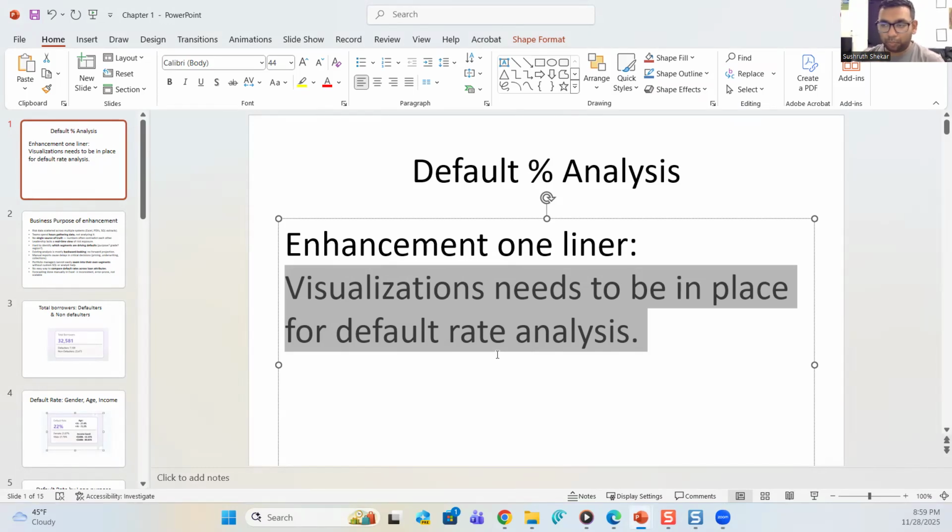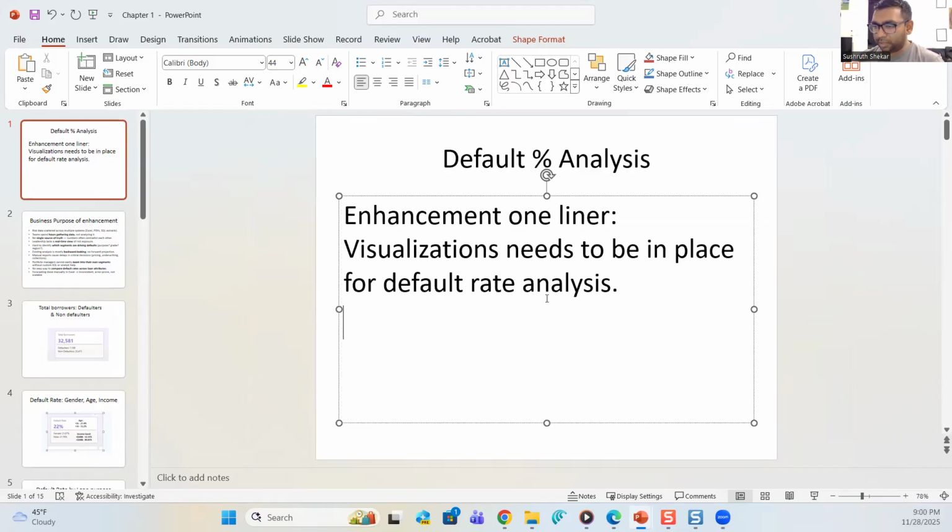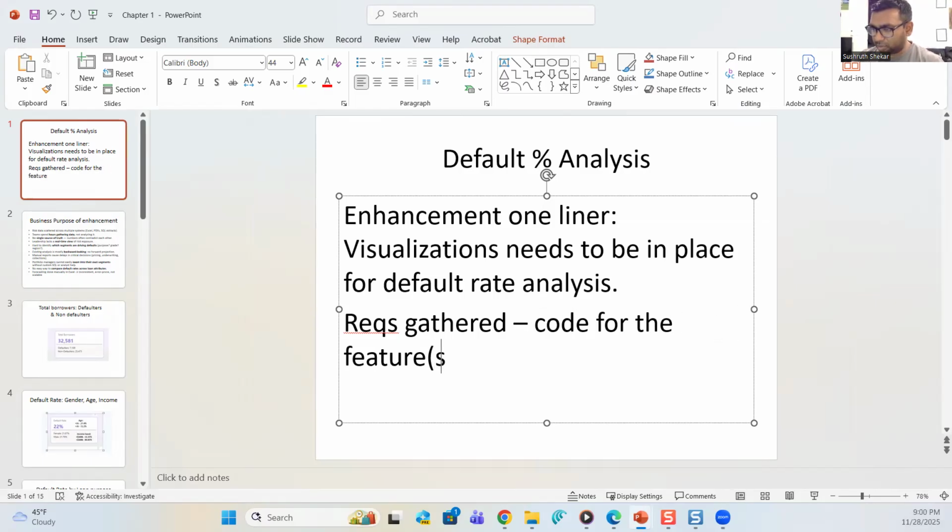Now, what we are going to do here is reverse engineer. What do I mean by that? Generally, requirements are gathered first, then we code for the feature or features. But in this case, I'm going to show you the feature first so that you can understand the requirements gathering process, and then I'm going to gather requirements. You see what I'm saying? Let me write it down so you can figure it out.